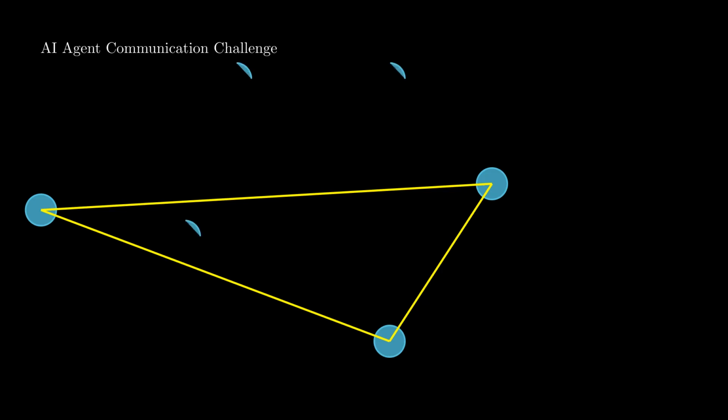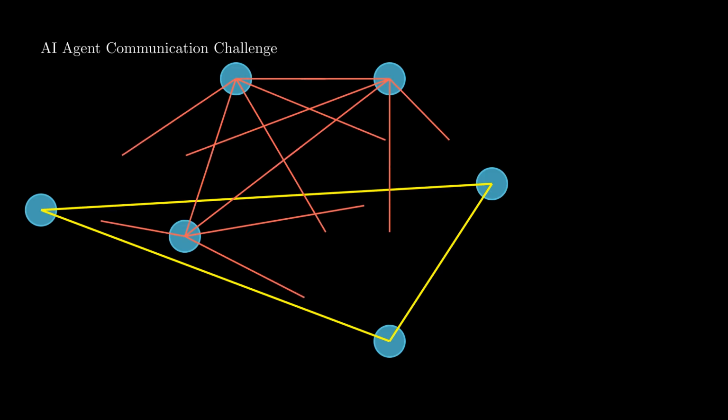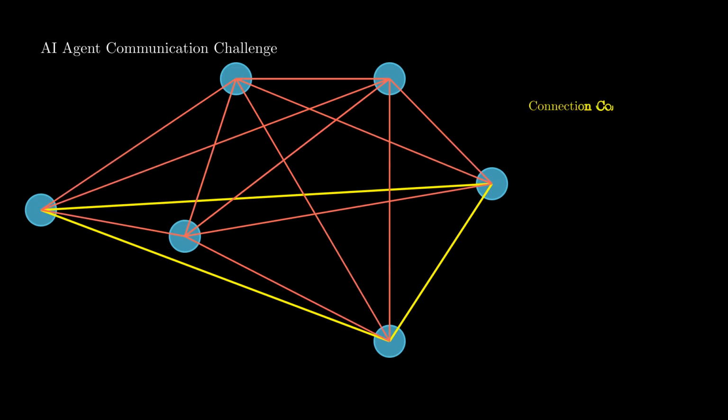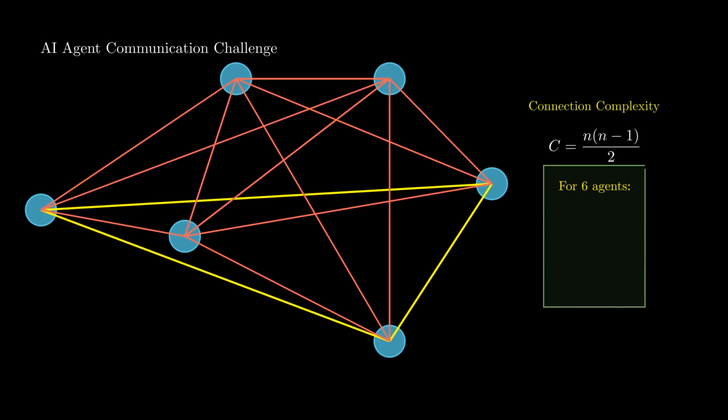But watch what happens as we scale up. Adding just 3 more agents creates a complex web of connections. With just 6 agents, we need 15 connections. This grows as n times n-1 divided by 2. This quadratic growth becomes unmanageable quickly.